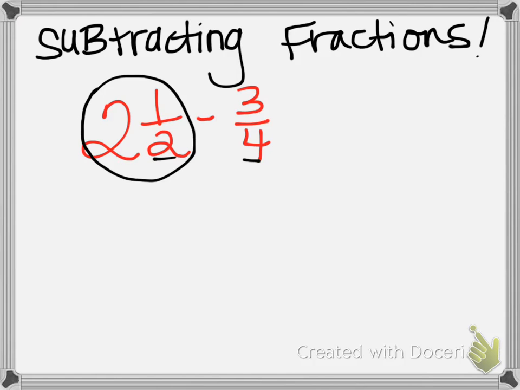But we also have to look at this right here. This is a mixed number, which means I have a whole number with a fraction. I need to subtract and add mixed numbers or fractions as improper fractions. That way it's going to be easier for us. So what we have to do is convert our mixed number into an improper fraction. So let's do it with me, okay?